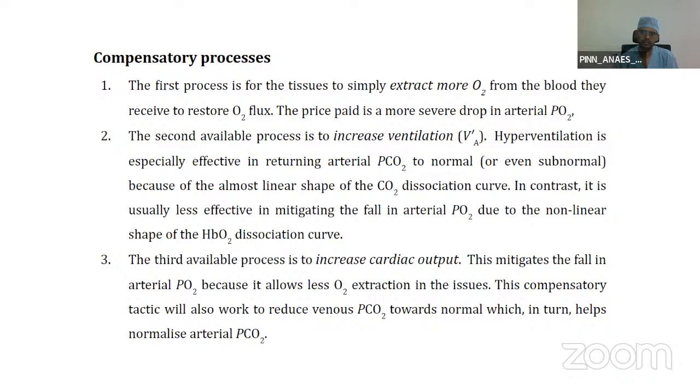The third available process is to increase cardiac output. Increase in cardiac output mitigates the fall in arterial oxygen tension because it allows less oxygen extraction in the tissues. This compensatory tactic will also work to reduce venous PCO2 towards normal, which in turn helps normalize arterial PCO2.